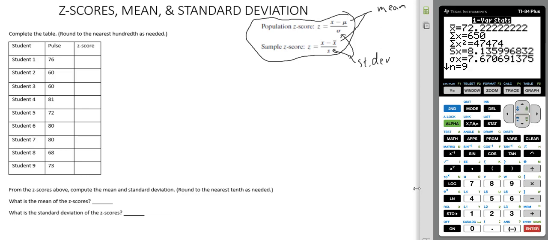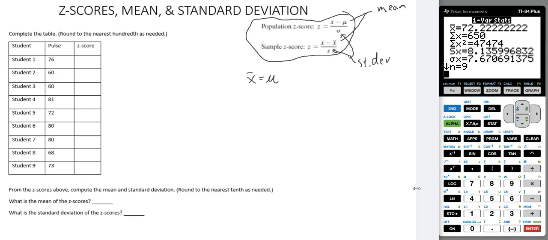And so now we get our mean, which is the same either way, whether you use x bar or mu, 72.2222. I'm writing down 4 decimal places here because it says round to the nearest hundredth, and I like to always use twice as many significant digits as we are asked to round to. Then we need to know if this is a population or a sample. This is the entire population, so we would use the standard deviation 7.6707. And I did round up because it was 69.